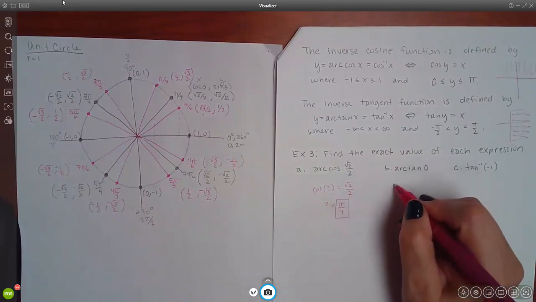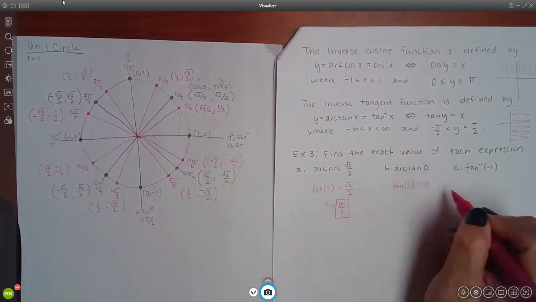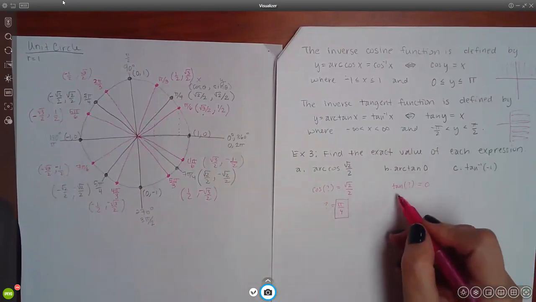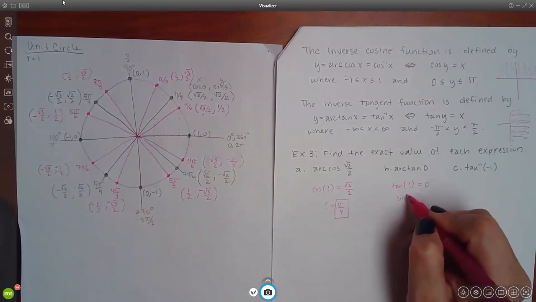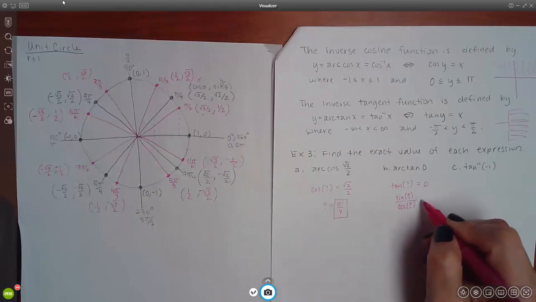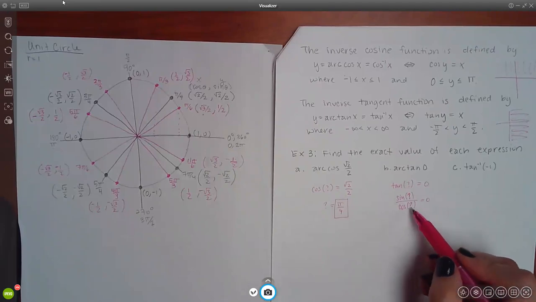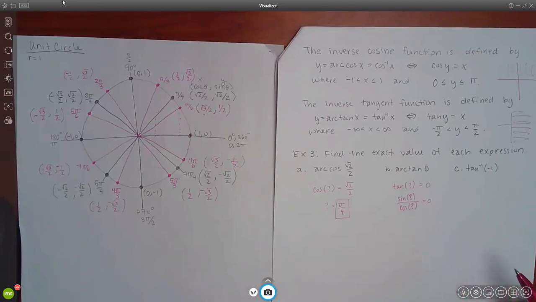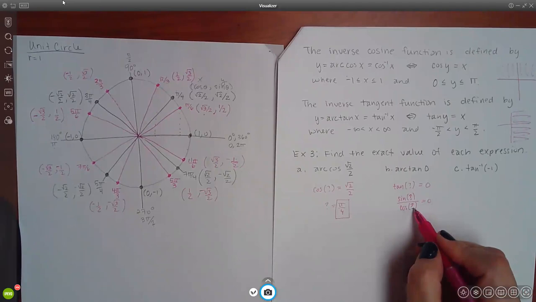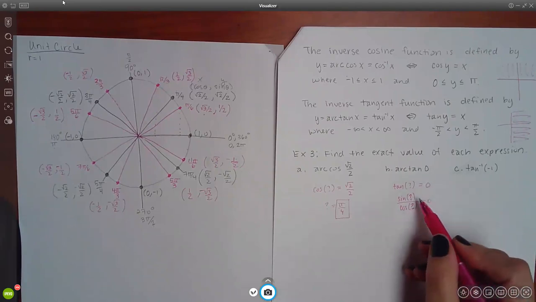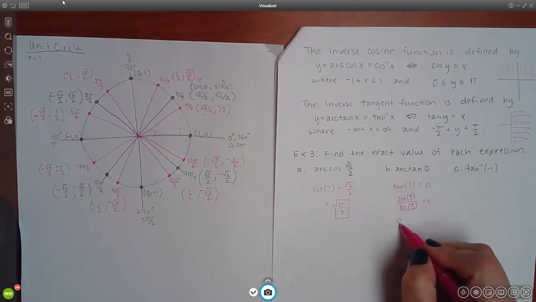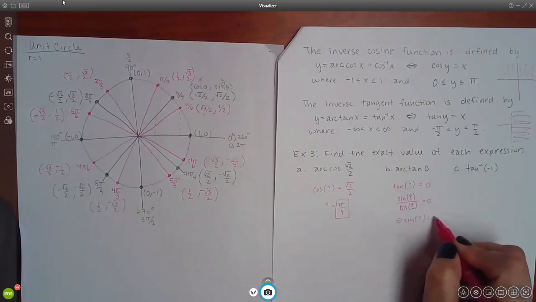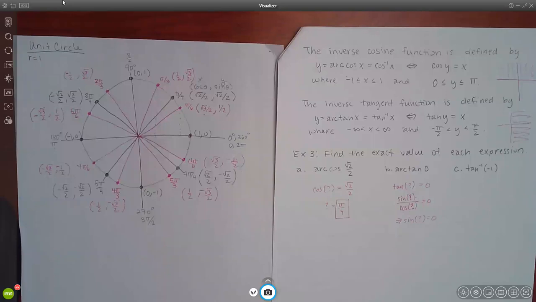Now for tangent, we're gonna say the tangent of what equals zero. You have to remember what tangent means. Tangent means sine over cosine. And here's another little extra bit of information. The only way that this fraction can equal zero is if which one of these equals zero? Not the cosine. If cosine's zero, what happens? The whole thing's undefined. But if the top is zero, what happens to the fraction? It becomes zero. So this means basically where is the sine equal to zero?